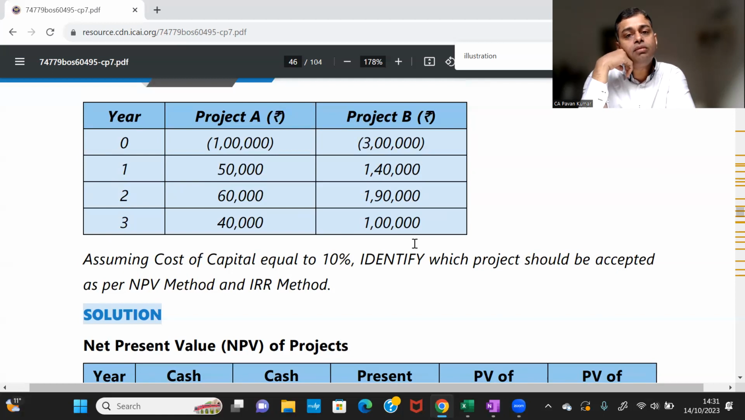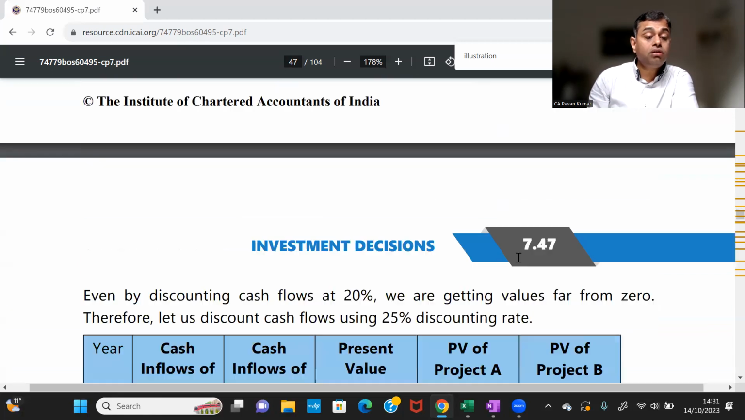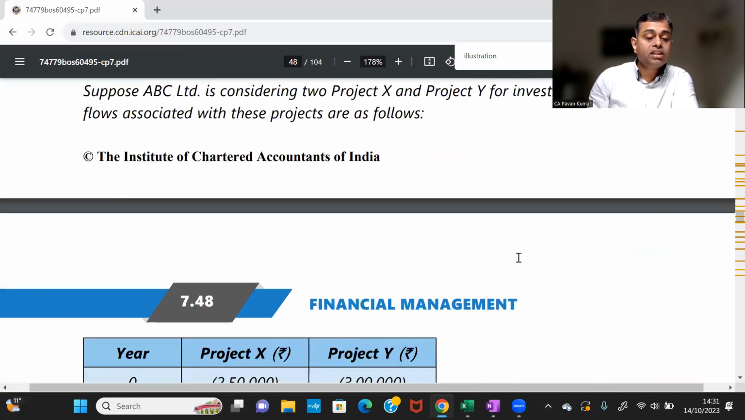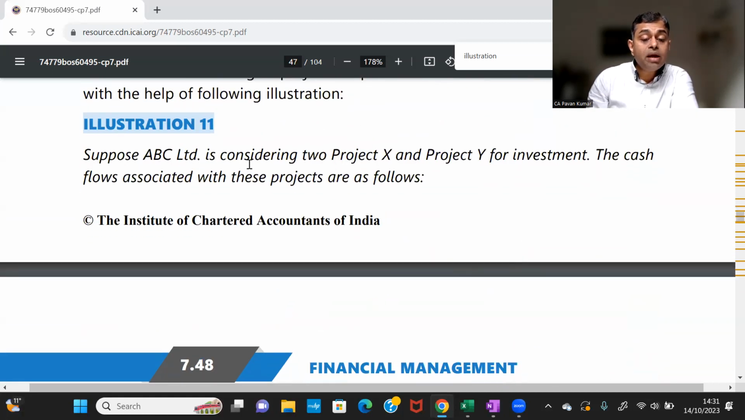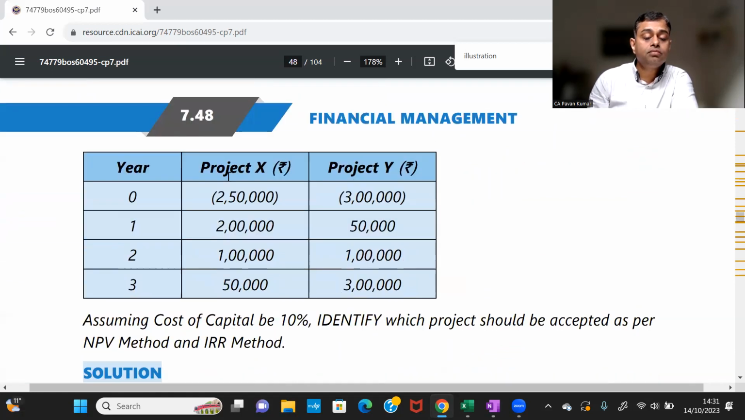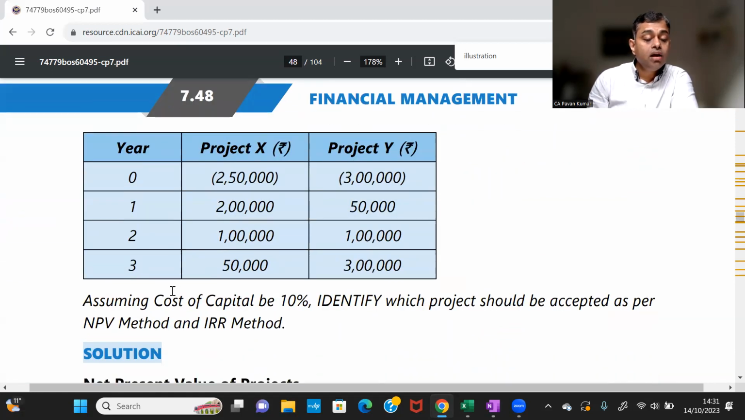Three years of cash flows are given. Two projects are there. You need to calculate NPV and IRR. Easy question. Then the next question also is easy. Next 2-3 questions will be like that. Suppose ABC is considering two projects X and Y for investment. Cash flows are given. Identify which project should be accepted as per NPV and IRR. Can you do this problem also?